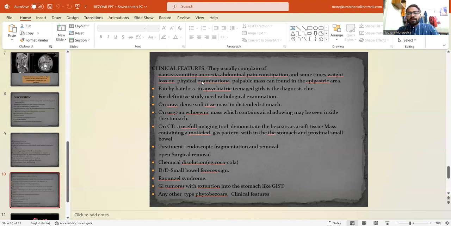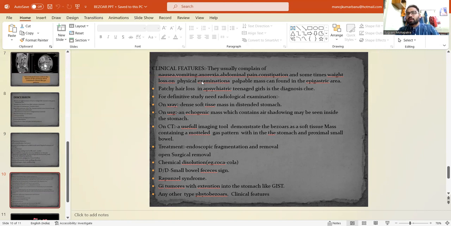For a definitive diagnosis, you need radiological examination. On X-ray, a dense soft tissue mass in a distended stomach. On USG, an echogenic mass with air shadowing may be seen inside the stomach. On CT, a useful imaging tool, the bezoar is demonstrated as a soft tissue mass containing a mottled gas pattern within the stomach and proximal small bowel.